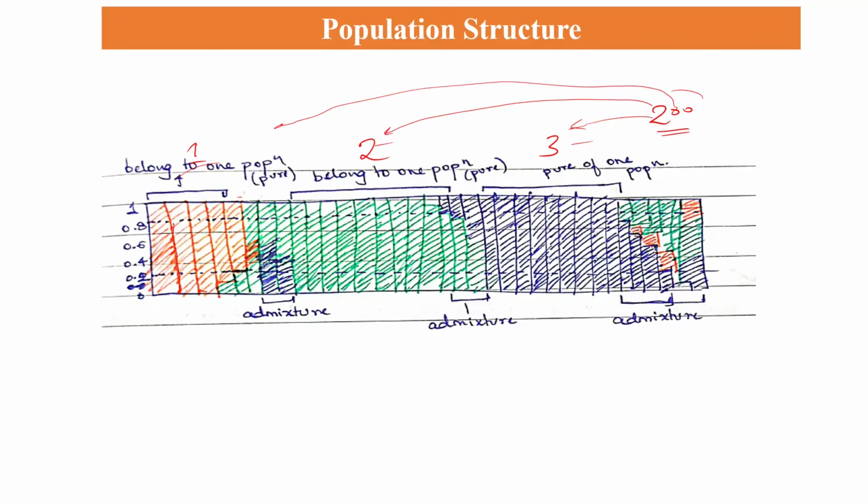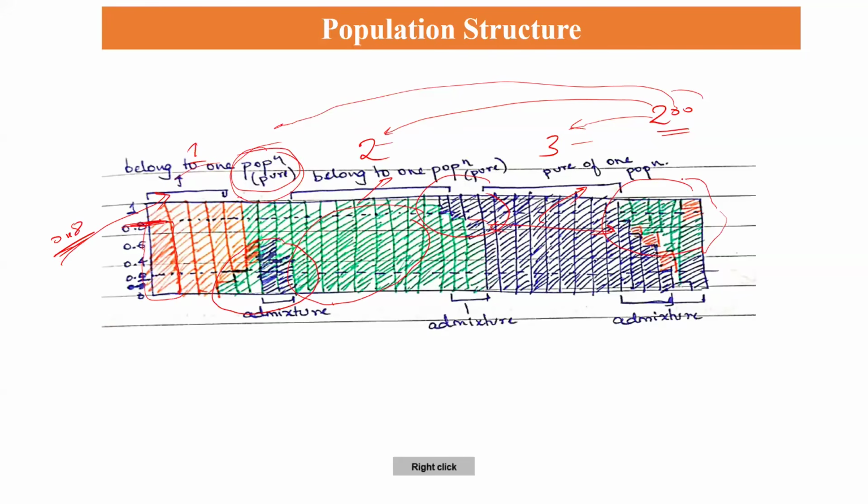An important criterion is this: if the genomic relation of an individual with a particular population is similar up to 0.8, you should know that 0.8 is the threshold value. If the genomic proportion of the individual is similar to that particular population, it can be included in that population. Similarly, other individuals can be included in theirs, but here some admixture is there, and here too.